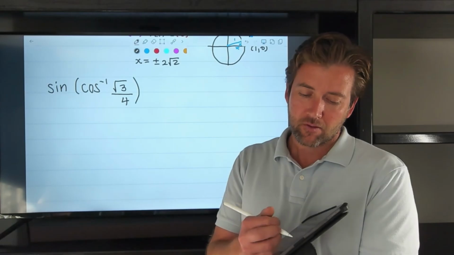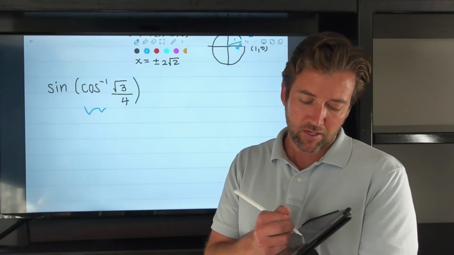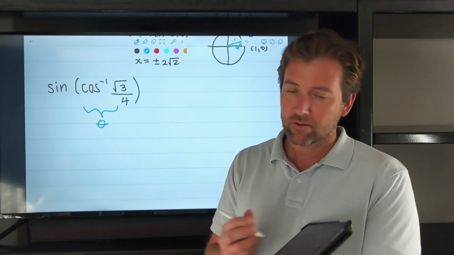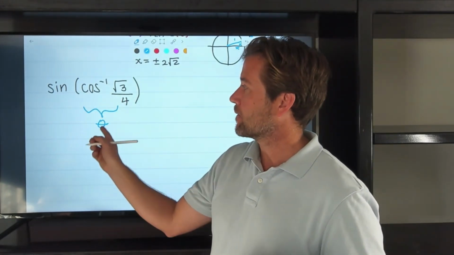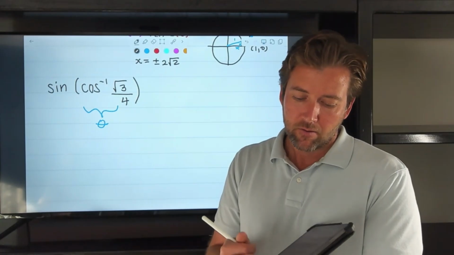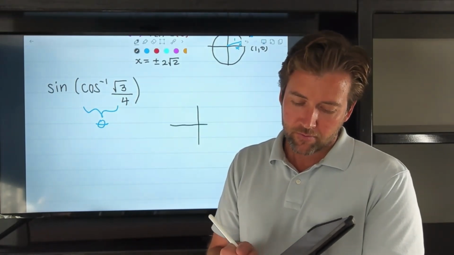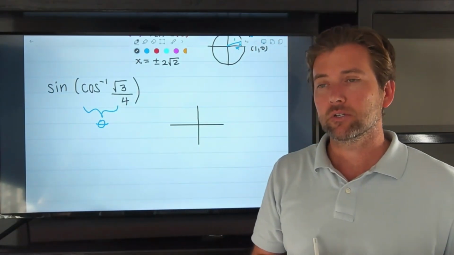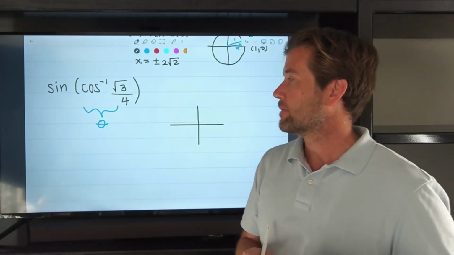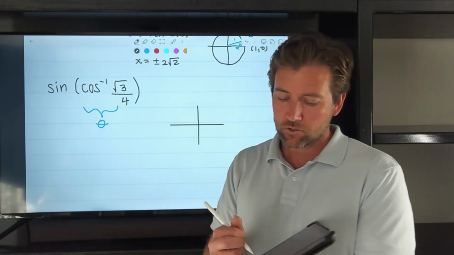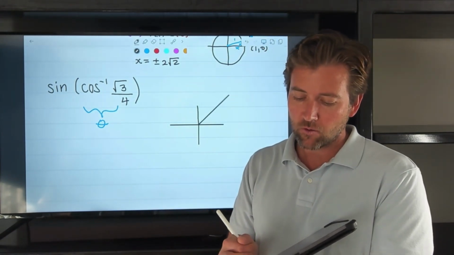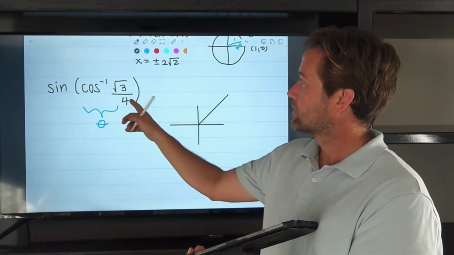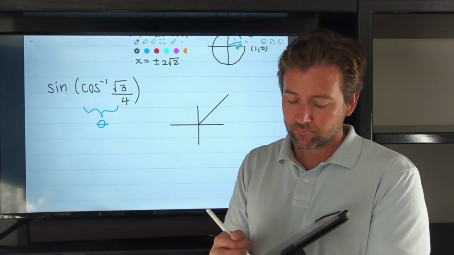So arc cosine outputs an angle. I'm going to call this output theta. Let's pretend this outputs the angle theta. Square root of 3 over 4 is an x coordinate. That's positive. So I'm going to draw this angle in the first quadrant because arc cosine can only output angles in the first or second quadrant, between 0 and pi, and this is positive. So it must be here in the first.